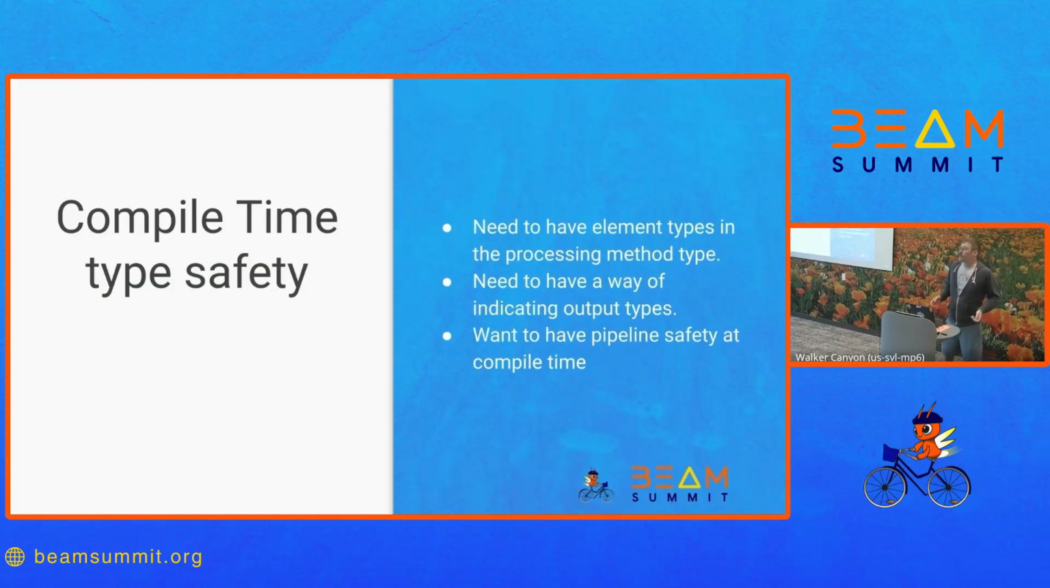So I was very curious to see if I could achieve compile time type safety. Like I said, I was very annoyed by how the current SDK requires me to rewrite a type checker.